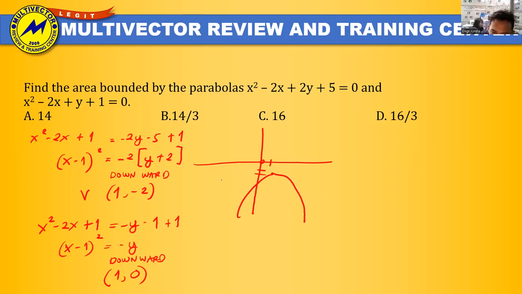So dito ko na lang siya ilagay. So (x minus 1) squared minus 2x plus 2y plus 5 is equals to 0.